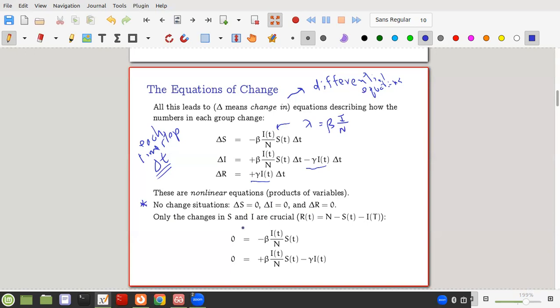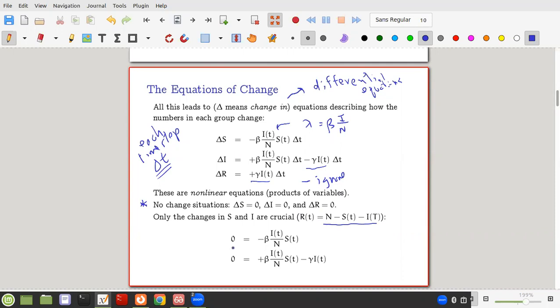Now it turns out that only changes in S and I are crucial, because you notice that since R is equal to N minus S minus I, if you wanted to know what R was, the number of recovered, you just have to look at S and I. So R is just following along. So we can ignore R, because it's constrained. Whatever happens to S and I, we can find R from that. So there's nothing new in R.